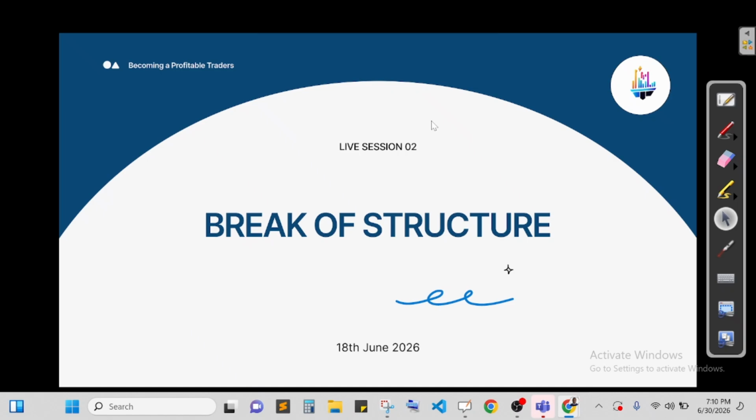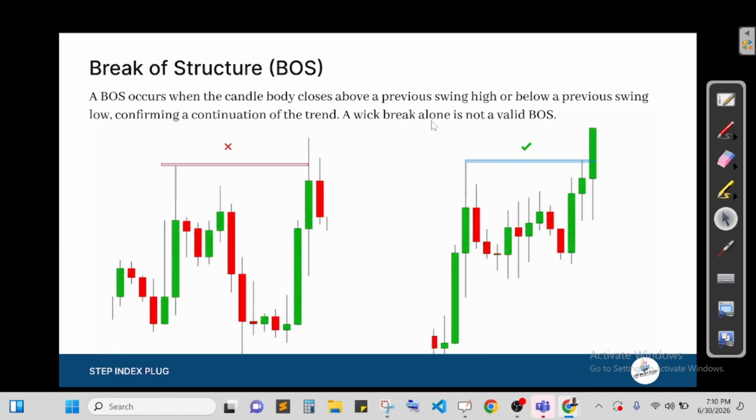Let's look at break of structure. So what is break of structure? Break of structure occurs when the candle body closes above a previous swing high or below a previous swing low, confirming a continuation of trend. A weak break alone is not valid.